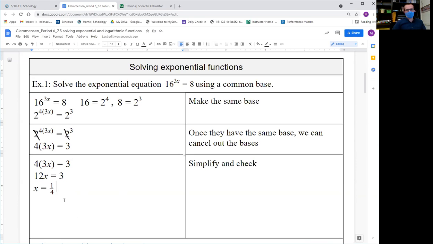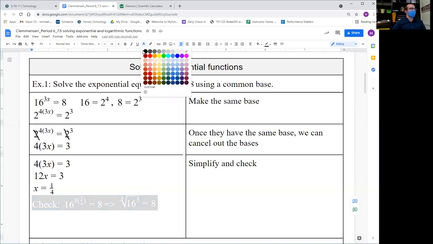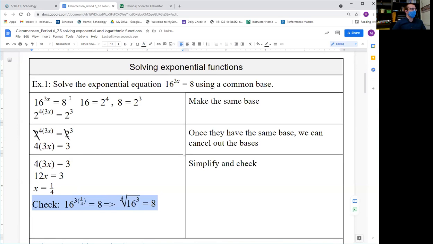All right. That is my answer. The last thing that we're always going to do with all of these is check our answer to see if we made a mistake or if anything went wrong. So when we check our answer, we're going to plug it back into our original equation and see if it works. So instead of a 3x, I'm going to put 3 times 1/4.